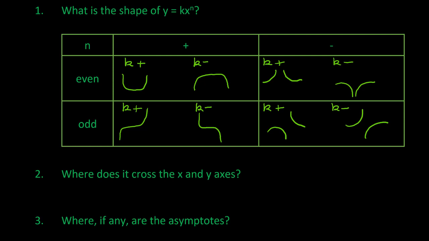The other questions that you need to ask yourself is, you need to identify where it's going to cross the x and y axis. To find where it crosses the x axis, we make y equal to 0. To find where it crosses the y axis, we set x equal to 0. And you also need to think about, are there going to be any asymptotes? Where are they going to be?